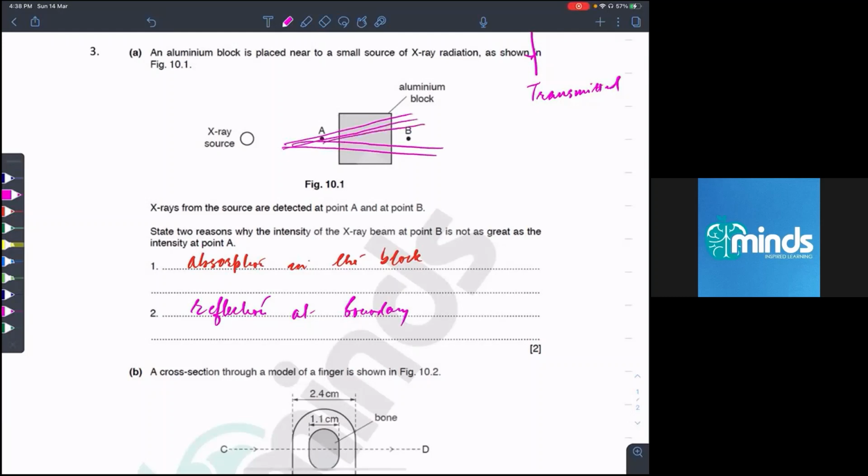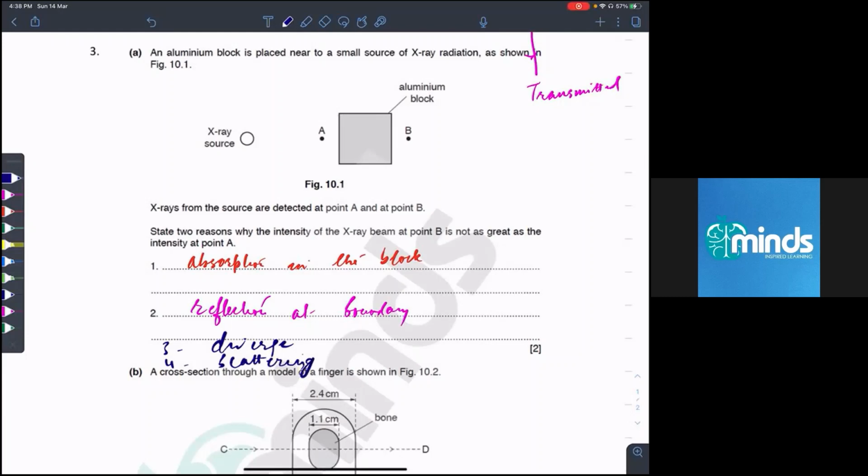So when they pass point A, they were relatively close. When they reach B, they are relatively far. So intensity will decrease. So you could have mentioned the idea of divergence or diversion. Next, scattering.